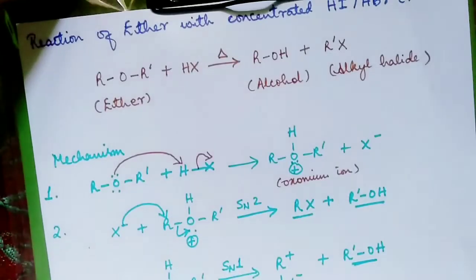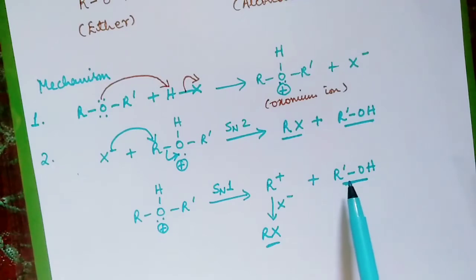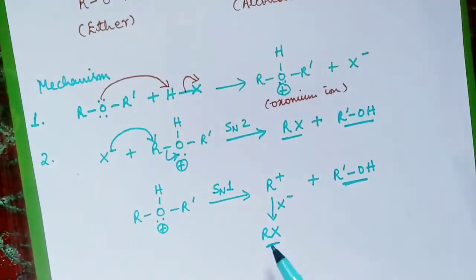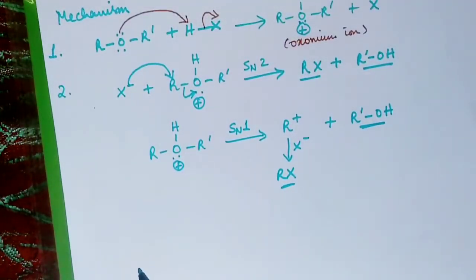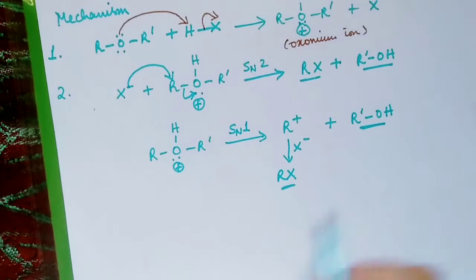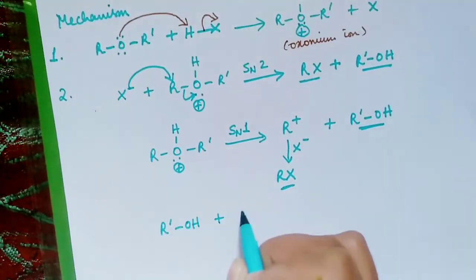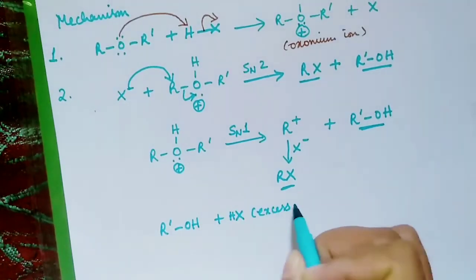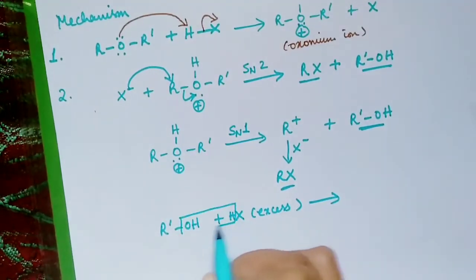Suppose this HX is added in excess. In such a case, this alcohol that is produced in the second step will be converted to an alkyl halide. In what way? That is, if you are adding excess of HX. So R prime OH plus HX. If you are adding HX in excess, then what do we get? We get an alkyl halide.